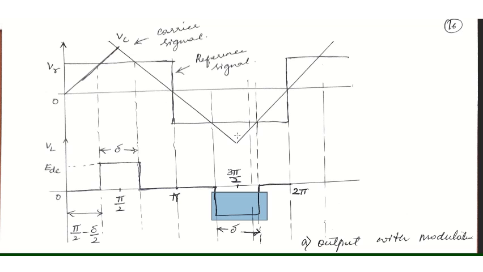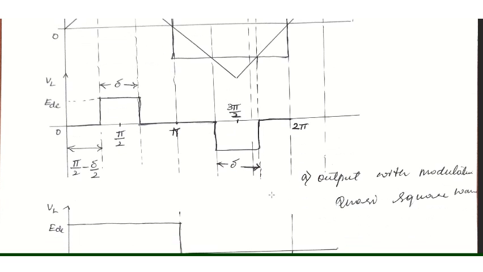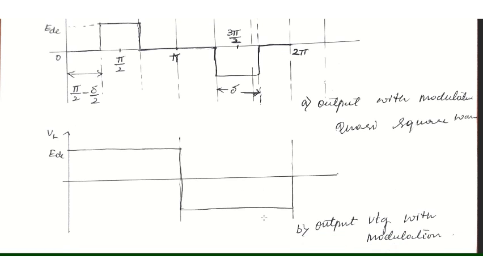So T1 and T2 will be conducting in the positive cycle, and T3 and T4 will be conducting in the negative cycle, right? To turn on T3 and T4, this negative part, whenever Vc is greater than Vr, a pulse will be generated which will be equal to minus EDC, as you can observe here from the waveform. So it is similar to the output we had discussed in the previous class.